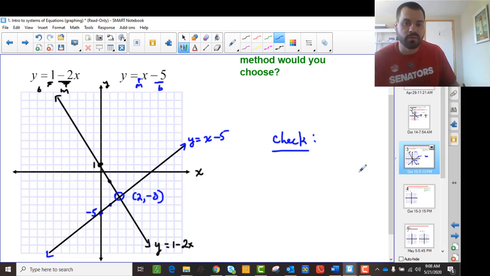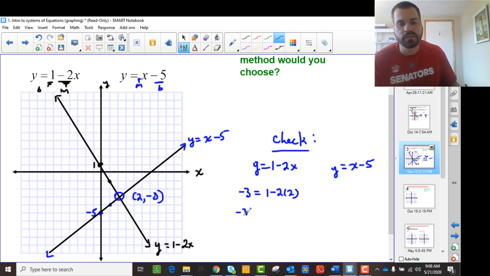I say, does that actually work? So I go y equals 1 minus 2x, and y is equal to x minus 5. And I plug it in. So I go minus 3 is equal to 1 minus 2 times 2. And I just check to see if that's actually going to give me the same answer on both sides, and it does. I get minus 3 on both sides because 2 times 2 is 4, and 1 minus 4 is minus 3.